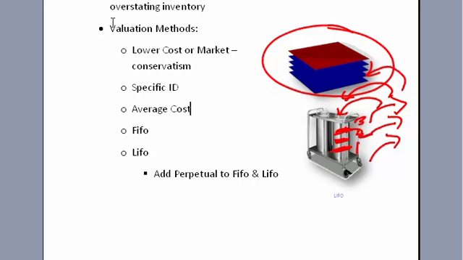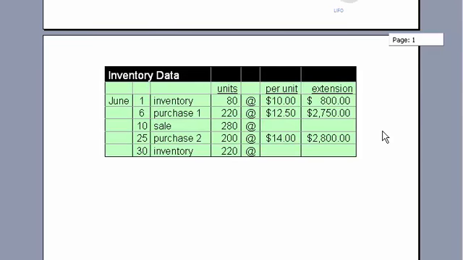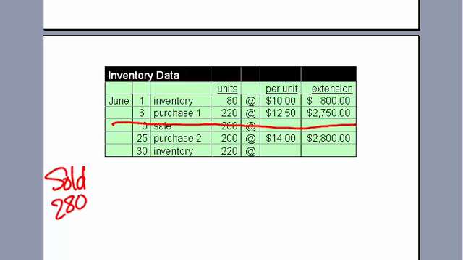All right, so let's get to some numbers here, which we can use this inventory data. When we're under a periodic system like we learned in the last chapter, then we're not concerned about the timing of the sale. We're concerned that we sold 280, but the timing of the sale isn't going to matter because we're going to look at all of this data. It's periodic, not perpetual.